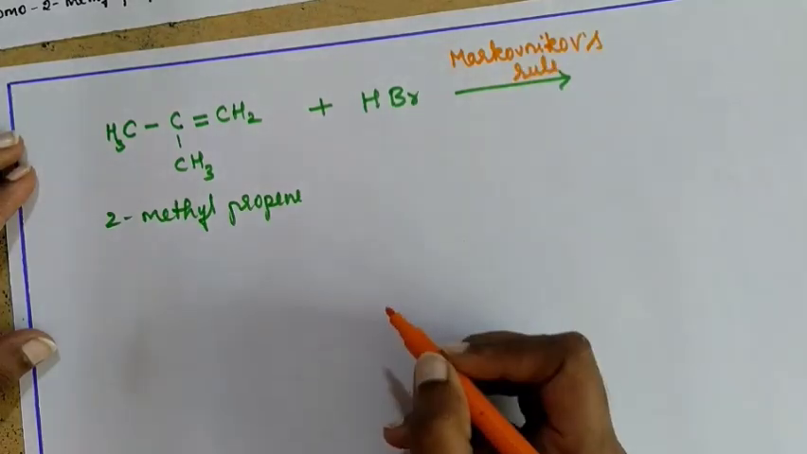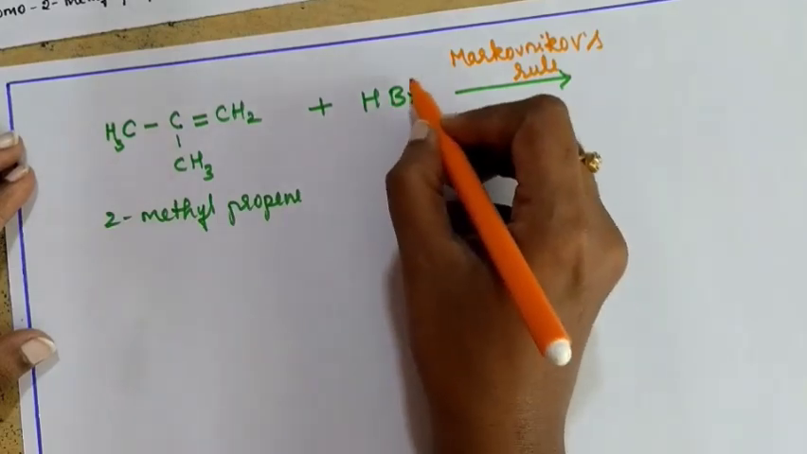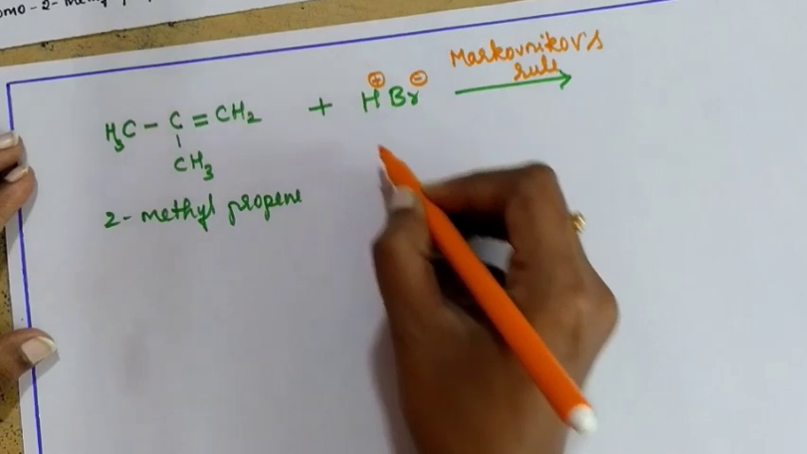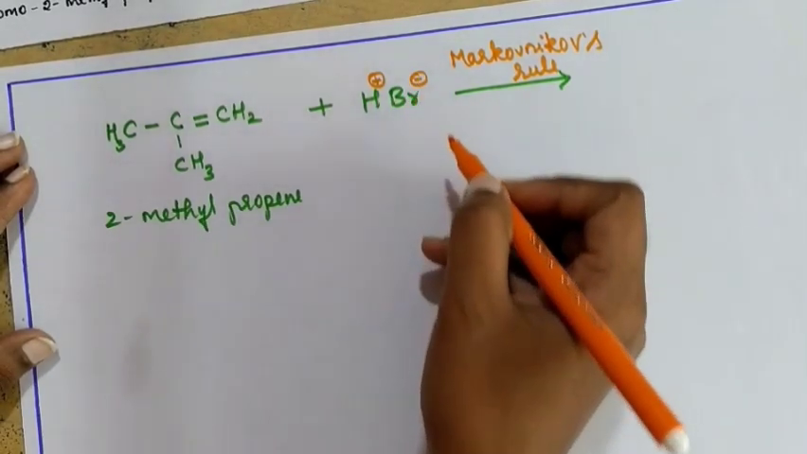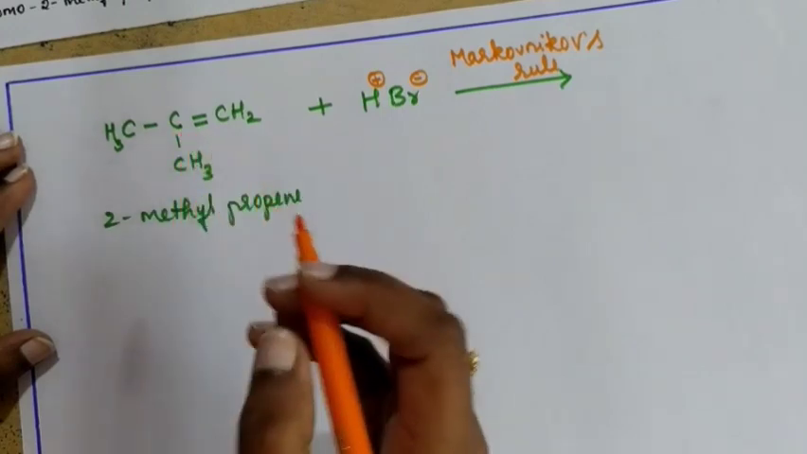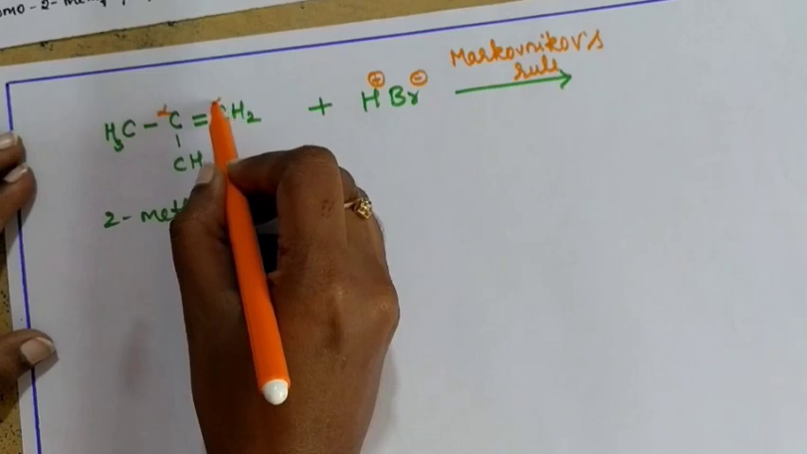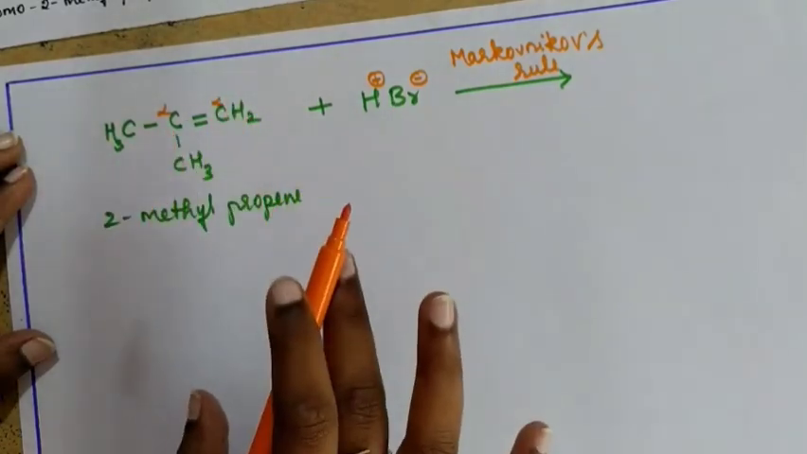Markovnikov's rule will take place. According to Markovnikov's rule, this Br is electronegative and this H is electropositive. Correct? The highly electronegative species will go and make a bond with the alpha carbon atom which has the least number of hydrogens. These two are alpha carbon atoms now. This carbon atom has 2 hydrogens and this carbon atom has no hydrogen.